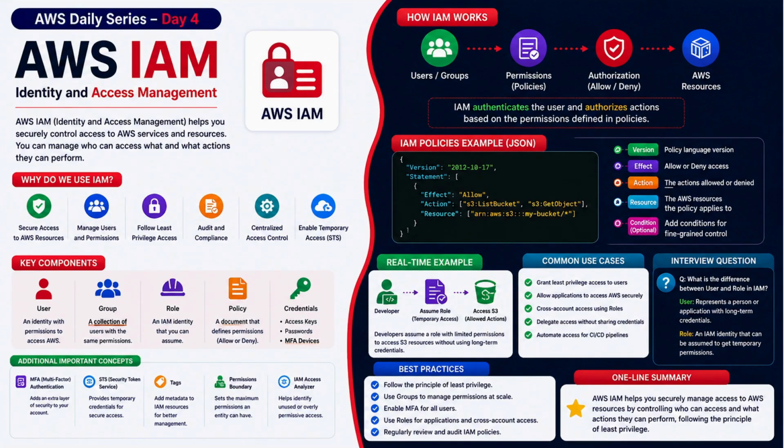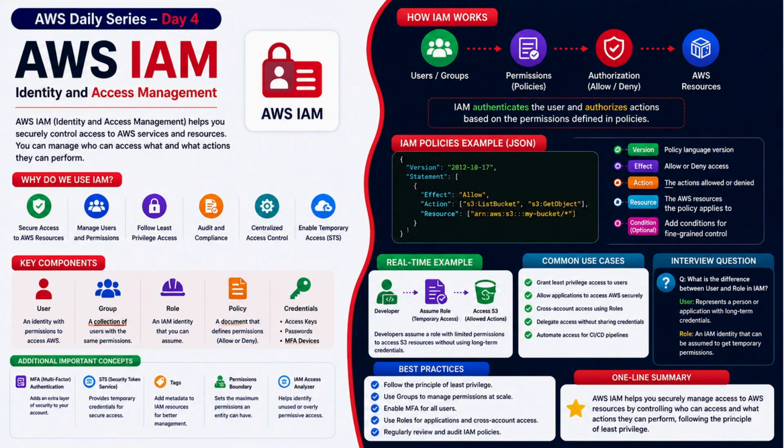And in this video, we are going to learn about AWS IAM. So, first of all, what exactly is IAM? IAM stands for Identity and Access Management. In simple words, IAM is a service that helps us to control who can access AWS resources and what actions they can perform. Now, you may ask, why do we need IAM?